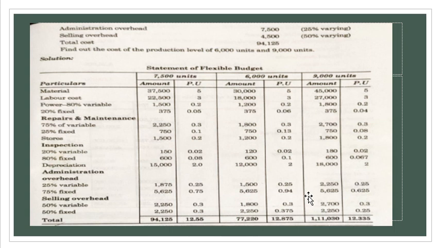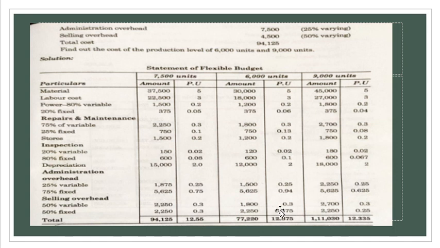Next is selling overhead. Under selling overhead, they have mentioned 4,500. In 4,500, 50% is variable and the remaining 50% is fixed. So 4,500 into 50% will give us 2,250. So 2,250 is variable, 2,250 is fixed. Now for variable expenses, 2,250 divided by 7,500 to find the cost per unit gives 0.3.